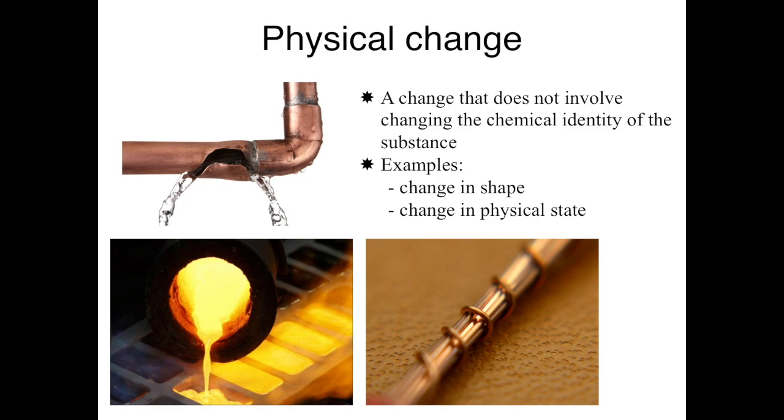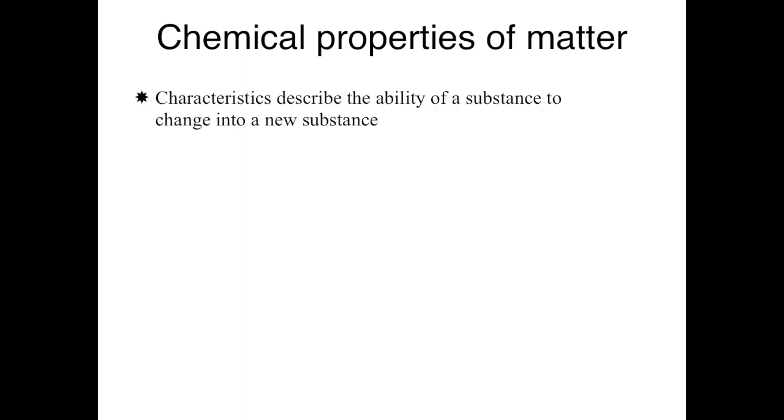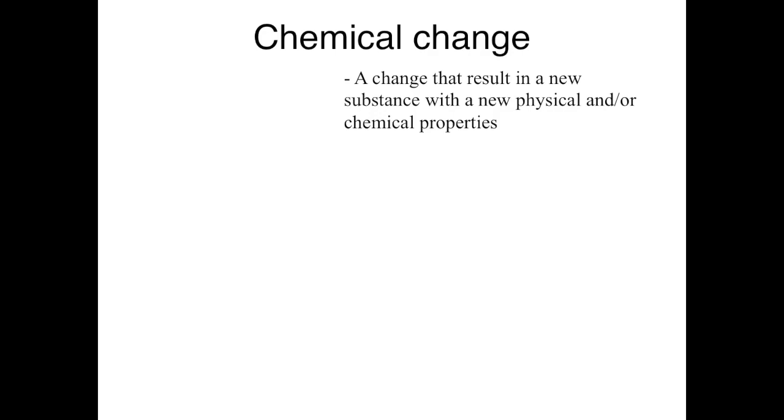Opposite of physical property and physical change are chemical properties and chemical change. So a chemical property is a characteristic that describes the ability of a substance to change into a new substance. Examples of this are flammability, acidity, and reactivity. A chemical change is a change that results in a new substance with new physical and/or chemical properties.